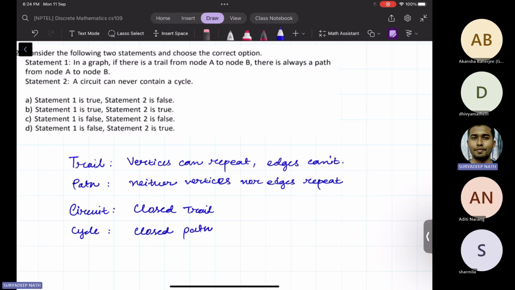Now try to answer this question. In a graph, if there is a trail from A to B, there is always a path from node A to node B. What do you think of statement 1? Is it true or false? Anyone?